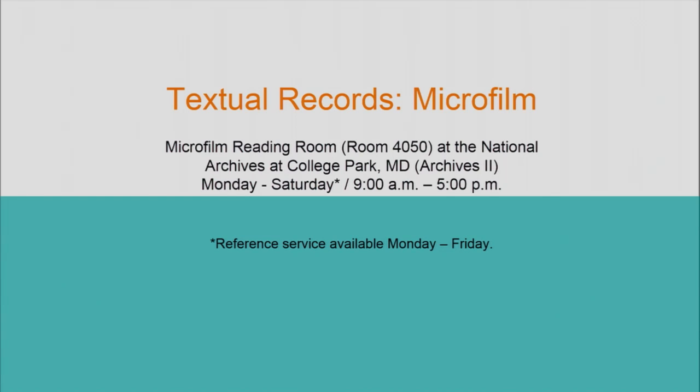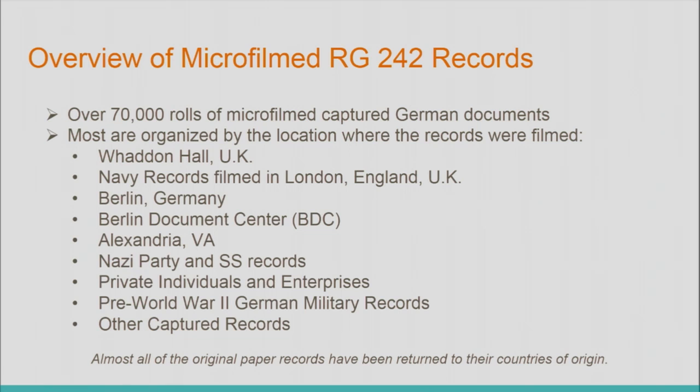accessing these records. So when you're getting started with the microfilm, there are over 70,000 reels of microfilm that tie into the captured German records, or that are considered part of the captured German records. That is over 7 million feet, or over 1,300 miles of microfilm, which can be a bit daunting, I think, to researchers who are just getting started.